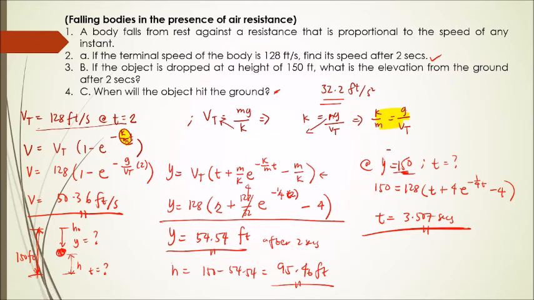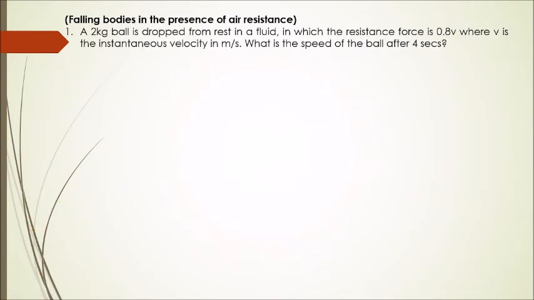Okay, last example is a 2 kilogram ball is dropped from rest in a fluid. Fluid can be the air or liquid, in which the resistance force is 0.8 v, where v is the instantaneous velocity in meters per second. What is the speed of the ball after 4 seconds? And then, how far has it traveled?